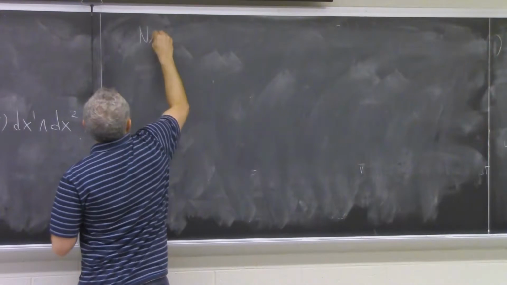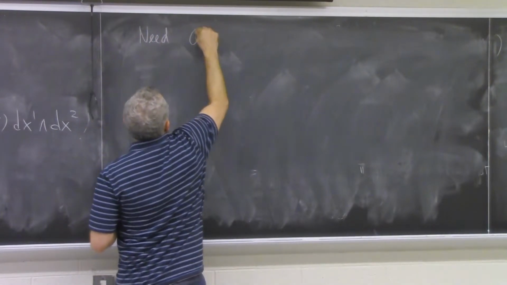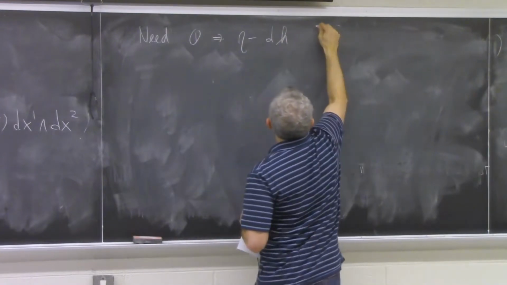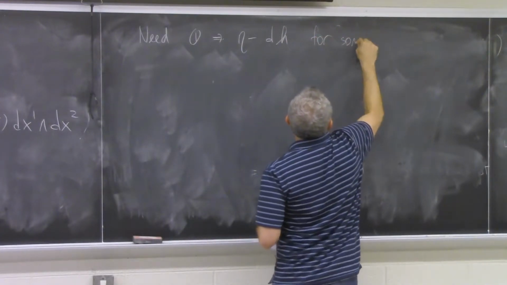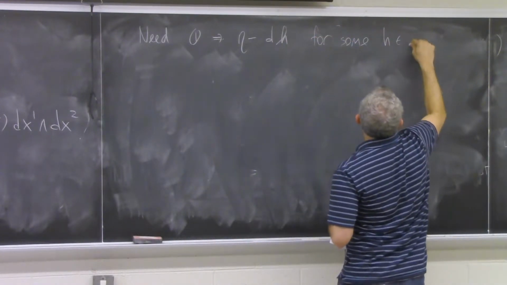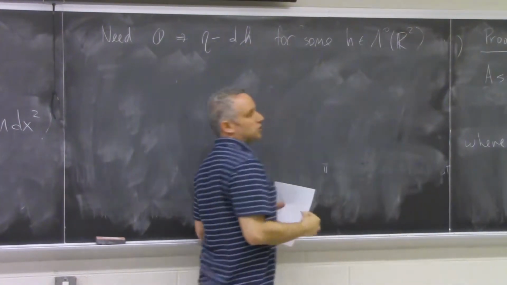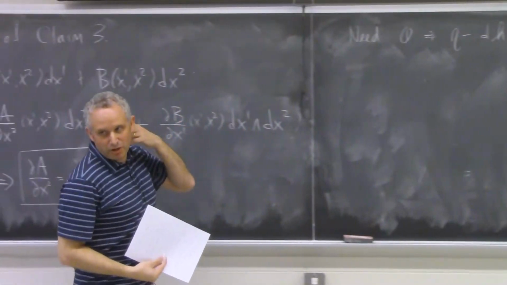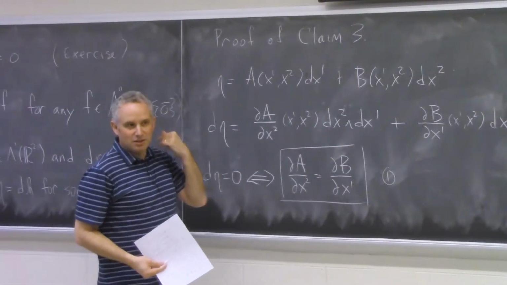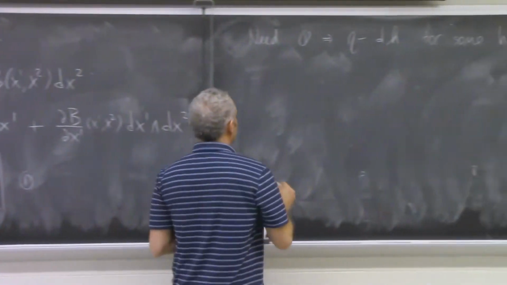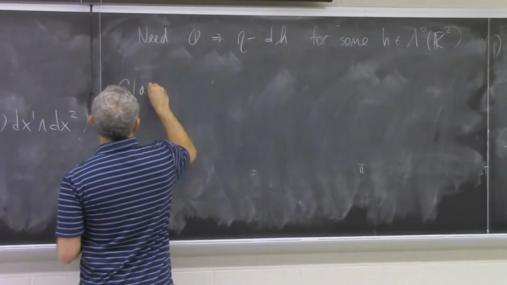So we need to show that 1 implies that eta is d of h for some h, which is a function on R2. So what is this function? Well, we know it's made out of a and b in some way, right? So how is it made out of a and b? So here's the claim. The following function works.